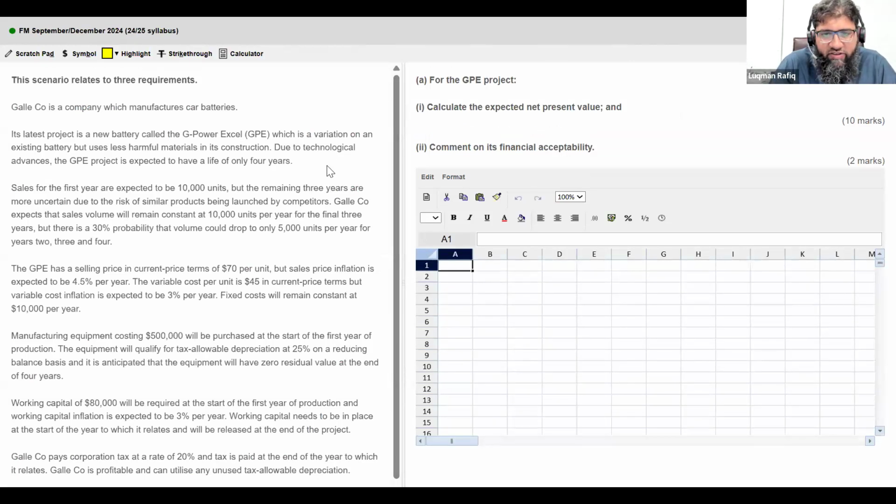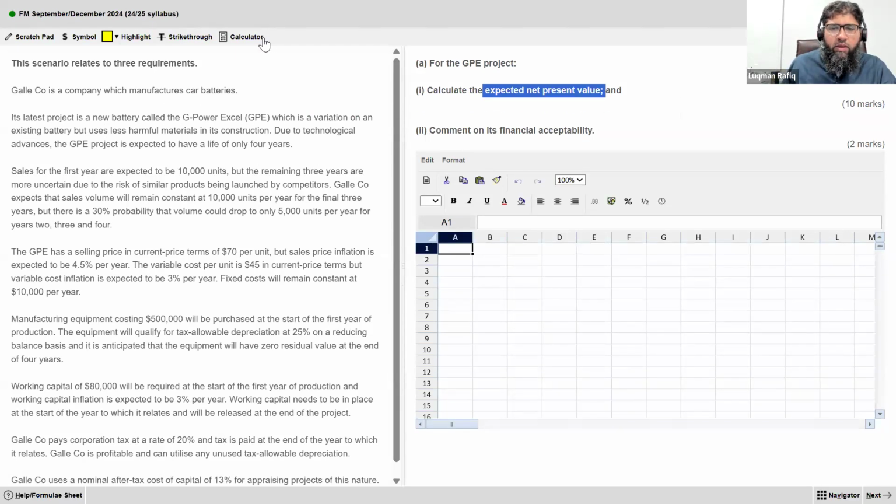Now let's discuss. The requirement of this question is that for the GPE project, calculate the expected net present value. That's one thing. The second thing that the examiner is asking is to comment on its financial acceptability. If you look at this specific question, 10 marks are for the expected net present value and 2 marks are for the financial acceptability.